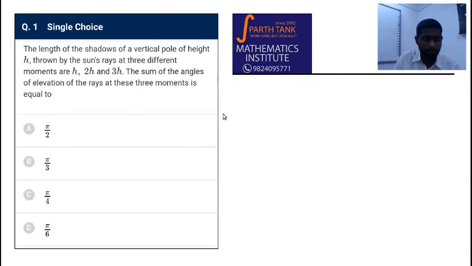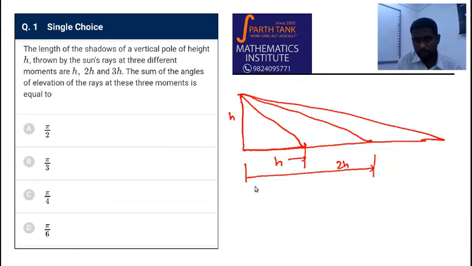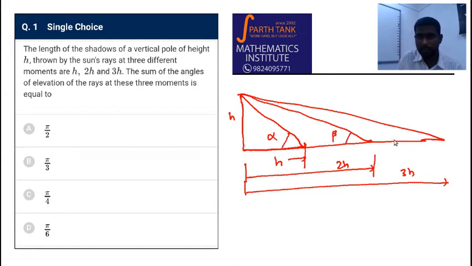The first question: the lengths of the shadows of a vertical pole of height h thrown by the sun's rays at three different moments are h, 2h and 3h. So there is initially a shadow of length h, and at a later moment in the day the shadow has become 2h long, and at a much later moment it has become even longer, 3h. Let us say this distance is h, from here to here is 2h, and from here to here is 3h. Let these angles be alpha, beta and gamma. Now the question asked is, what is the value of alpha plus beta plus gamma?